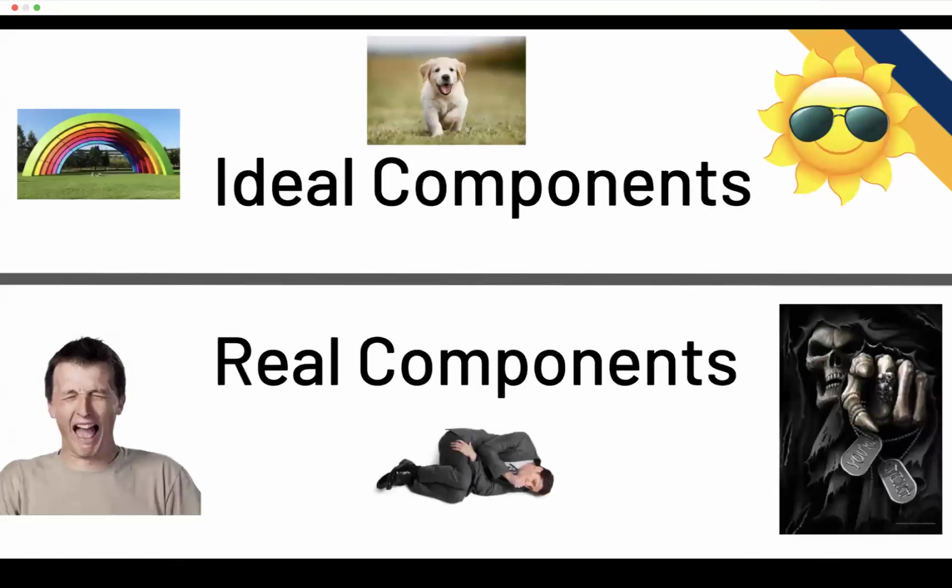So jumping right into it, just a general overview. Ideal components, it's all sunshine, rainbows, and puppies, compared to real components, that is. Real components, as you can see, will have you crying or laying on the floor. There's a lot of complexity that will be added here, so it's always good to make sure you keep things in an understandable sense.